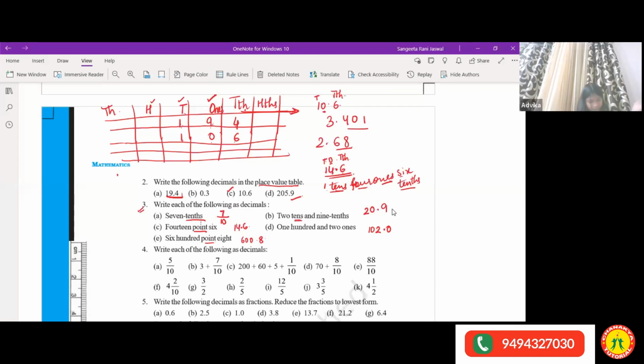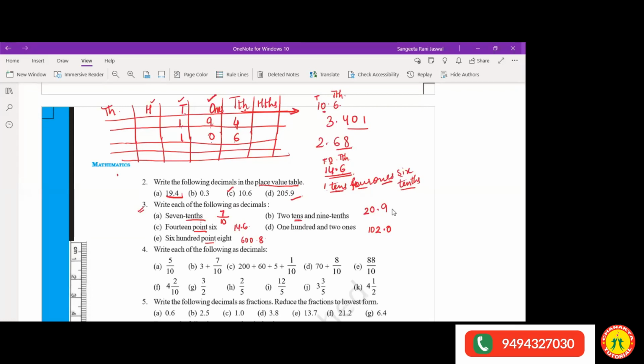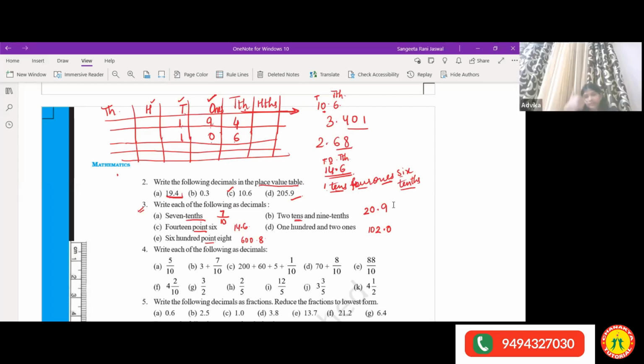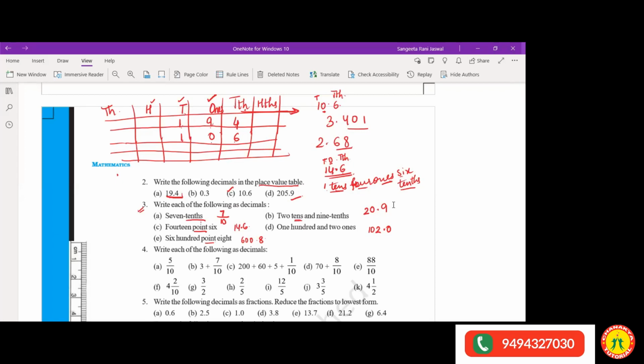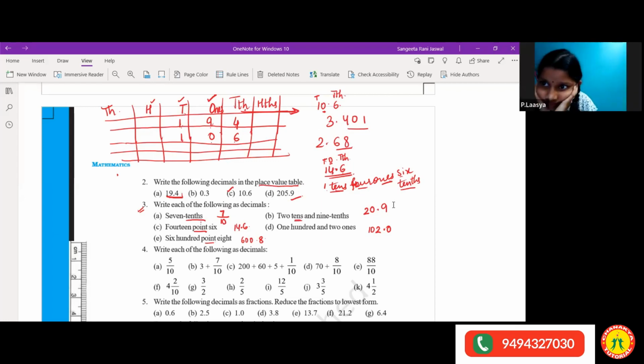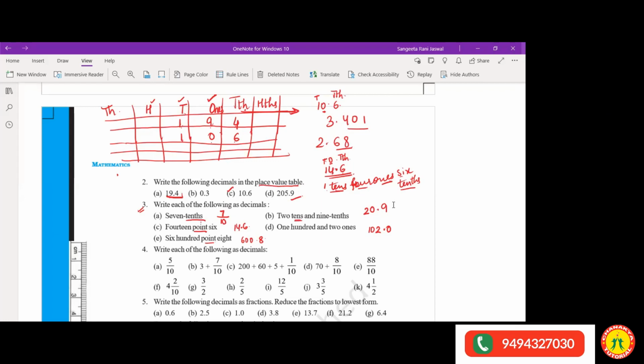Okay, ma'am, I understood, ma'am. Did you understand? Others, did you understand? Yes. Advika, Sritej, yes. Rishit, Ashwat, yes. Arvik, Soumya, yes. Okay. Now, write each of the following as decimals. Now, you have to write these as decimals. How will you write 5 by 10?